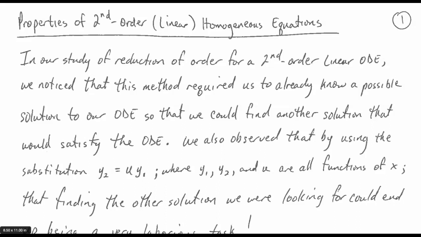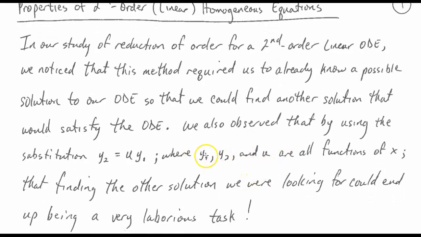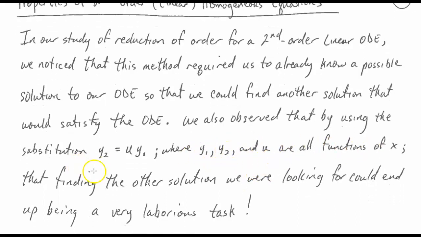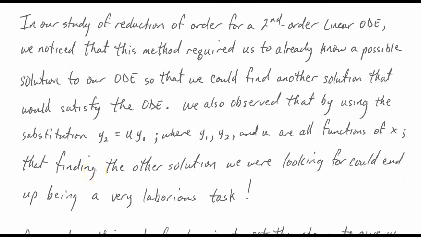We also observed that by using the substitution where we let the second function that we needed, a fundamental function, be a product of the first times some function u that we didn't know, where all these functions y1, y2, and u are all functions of x, finding the other solutions we were looking for could end up being a very laborious task. So again, the reduction of order video that I've made was in 3 parts, and you saw in those last part 2 and part 3 videos that it did take a while for us to finally figure out what the other solution was.